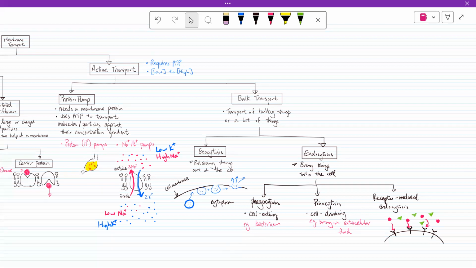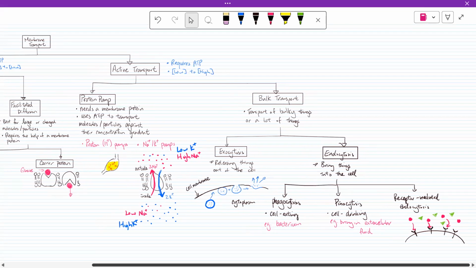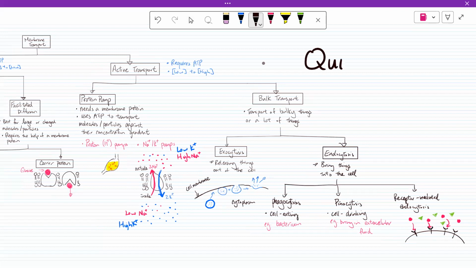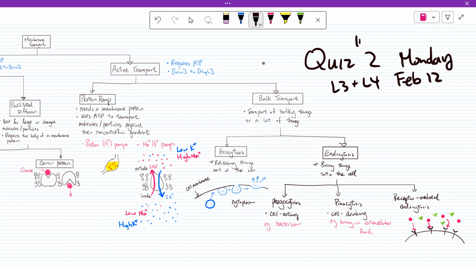Talking about the quiz, it is going to be next Monday. Your quiz number 2. I'll post this information later on. But quiz number 2 is going to be Monday next week. What is that? That would be February. Today is the 5th, so the 12th, right? That's going to be your next quiz. 10%, lecture 3, lecture 4.